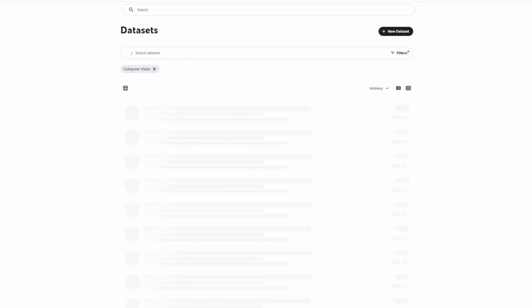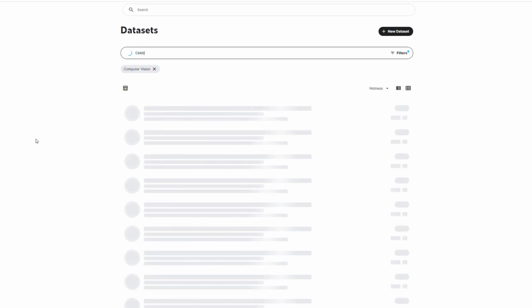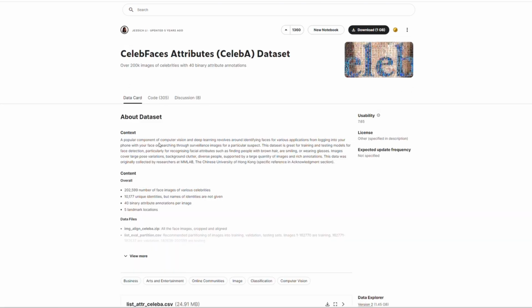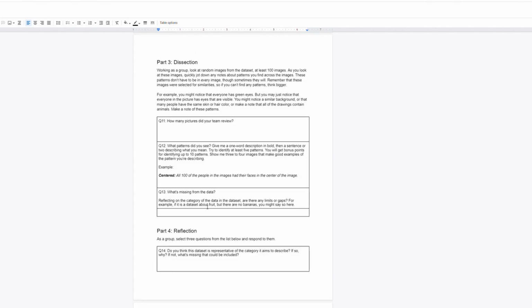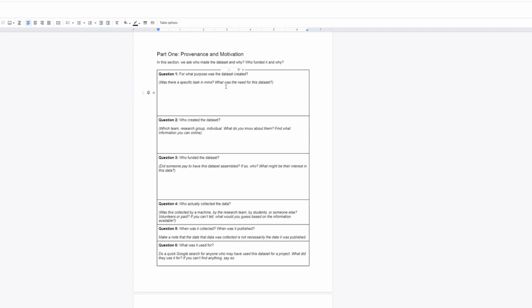So let's move away from the garbage data set and look at another one. This is the CelebA faces data set. Now this one has a little bit more information. So before we get to this dissection, we're going to just go up and look at these questions again to give you a second example.